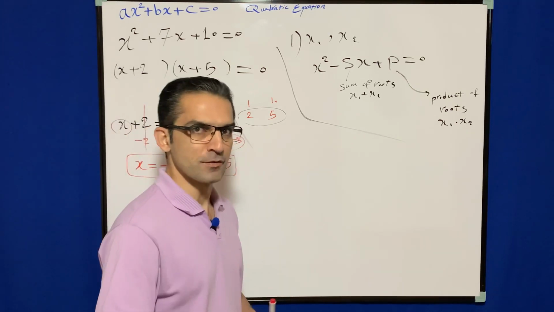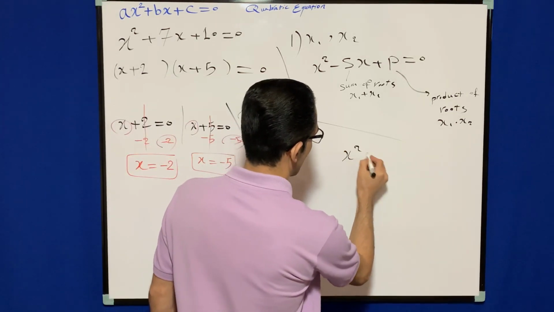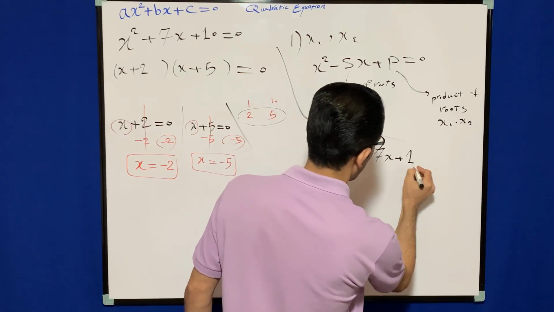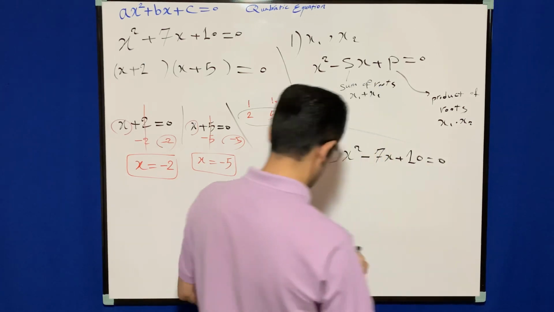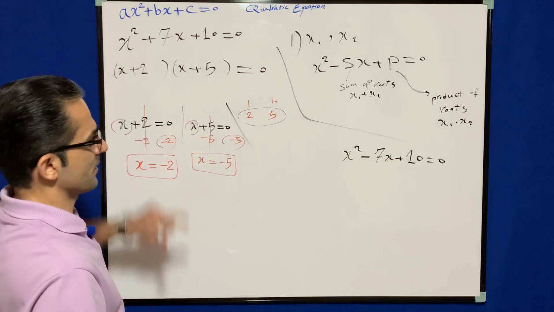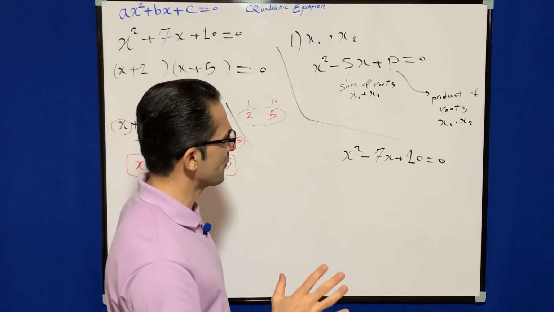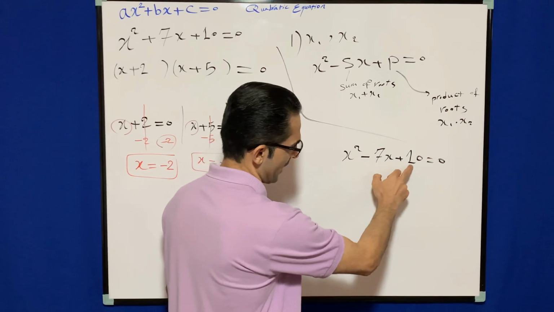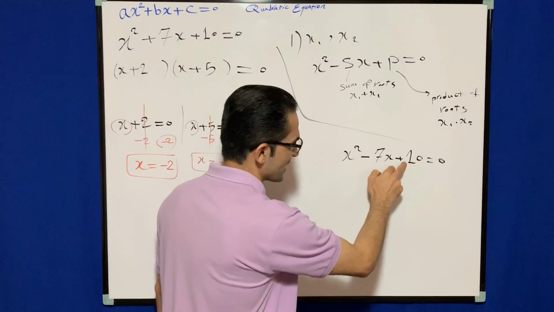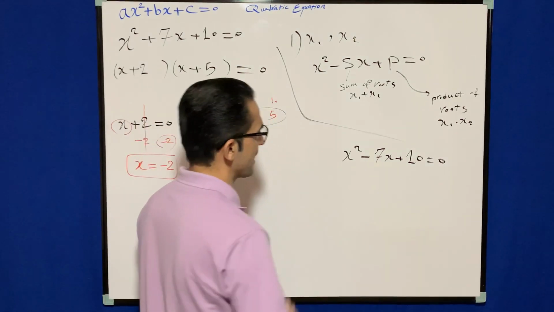To understand better, let me give another example. X squared minus 7x plus 10 equals 0. Here it is negative 7, but there we had positive 7. As I explained here, factors of 10. Let me tell you again, I need two numbers that multiply to get positive 10 and the same two numbers that add up to get negative 7.